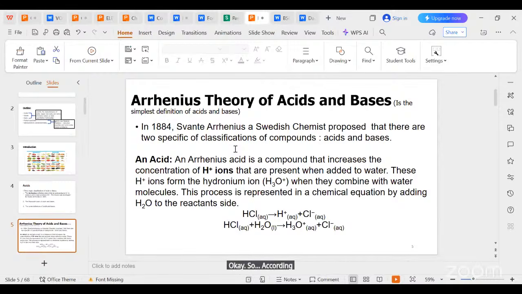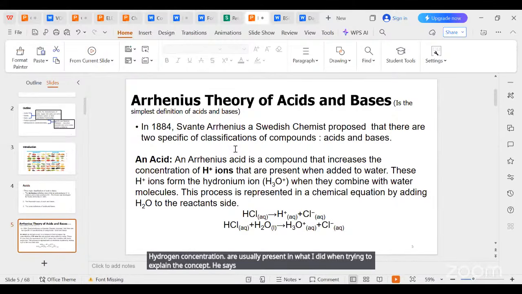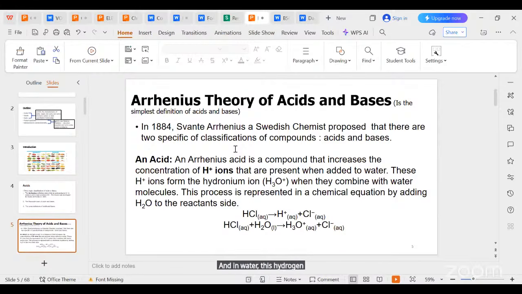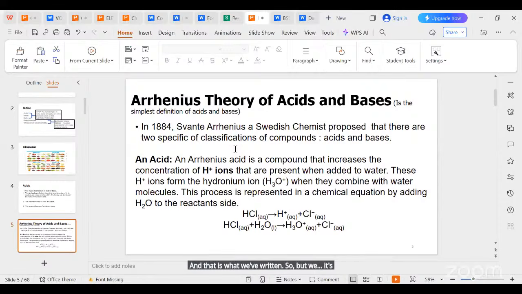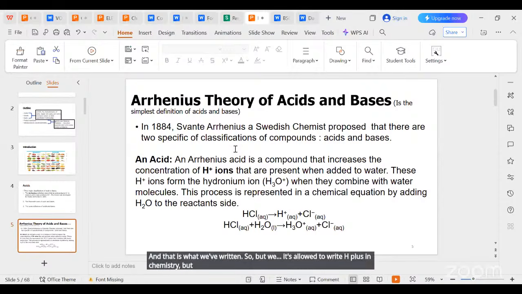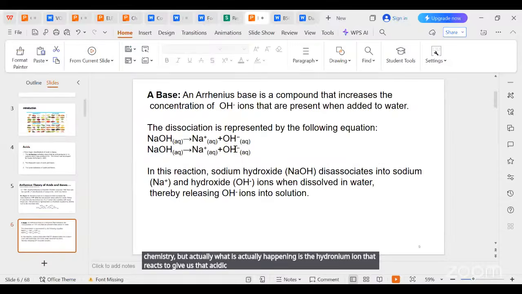According to Arrhenius, hydrogen ions are usually present in water. When trying to explain the concept, he says hydrogen ions are usually present in water. And in water, if it's an acidic medium, the hydrogen ion will attack the water to form the hydronium ion. That is what we've written. It's allowed to write H+ in chemistry, but actually it is the hydronium ion that reacts to give us that acidic property.